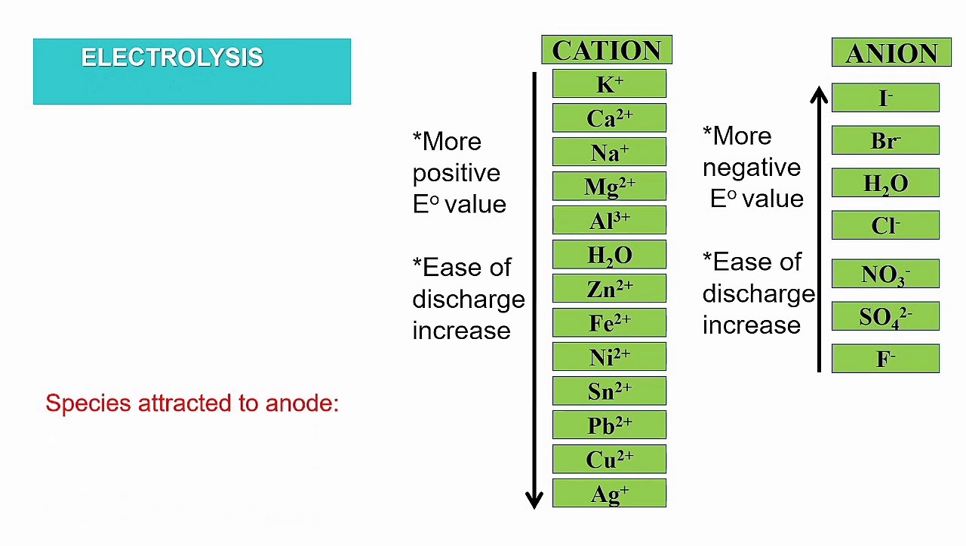So WAEC or NECO will ask you to state the factors that affect the preferential discharge, or the conditions for the preferential discharge of ions in an electrode. Say number 1, position of ions in the electrochemical series. And they can go ahead and explain that for cations, a lower cation will be preferentially discharged, but for anions, a higher anion will be preferentially discharged. And then number 2, the concentration of the ions in the electrolyte, you can explain, and then the nature of the electrodes, you can also explain.